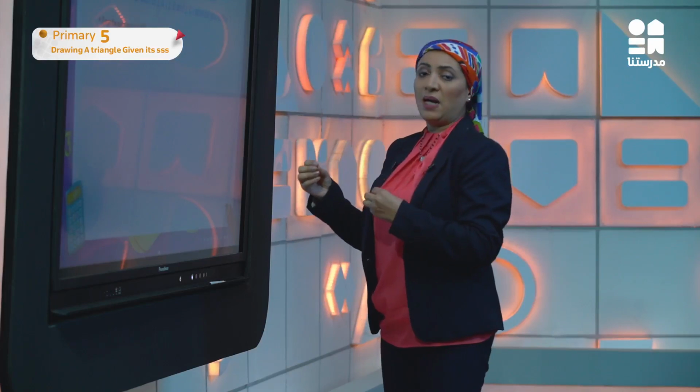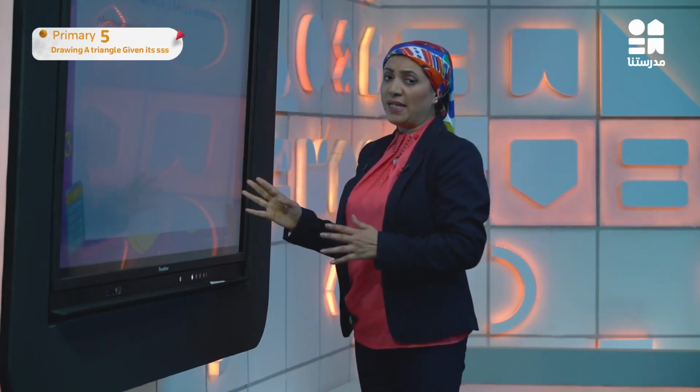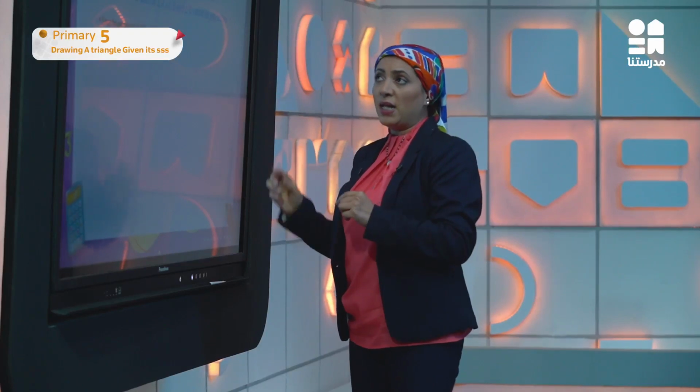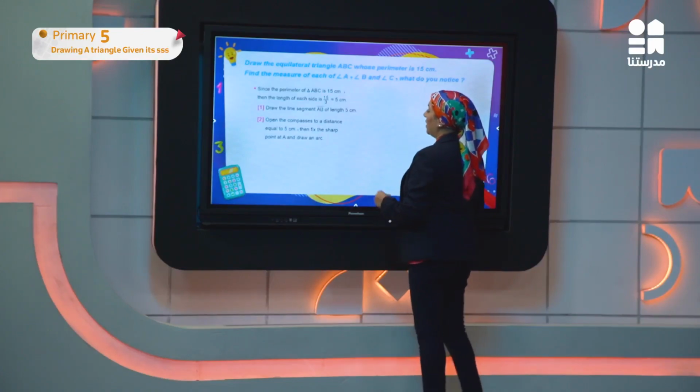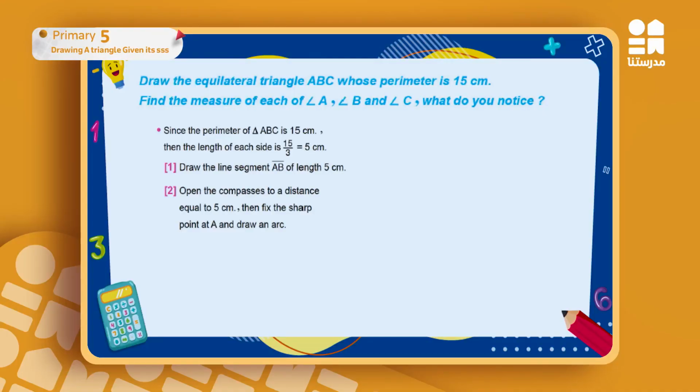I will now start drawing my triangle, and remember that the triangle here is equilateral, meaning the 3 sides are equal. So here I will draw a line segment AB, my base, of length 5 centimeters. Then I take my compass and open it also to 5 centimeters on the ruler, from point 0 to point 5. Then I'll fix the sharp point at A and draw an arc. I swing my compass to draw an arc on top.